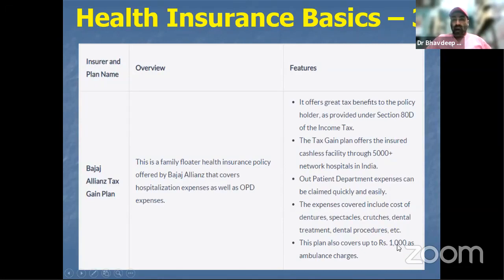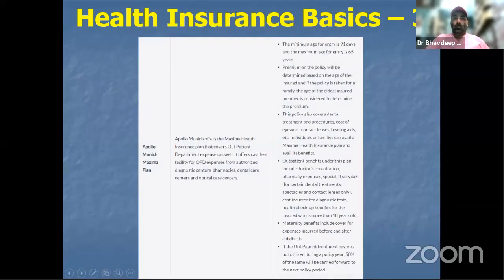Hospitalization as well as OPD expenses, it depends upon what exactly is there. You have to read the fine print. Most of the things that I mentioned are covered, and even 1,000 rupees as ambulance charges. Then Apollo Munich, no longer now, it is HDFC Ergo, but the plans like the Optima Restore plan are still being offered. The Maximum plan is also being offered. It offers outpatient expenses. In this, many things are covered like pharmacy expenses, specialist services, even sometimes maternity benefits as well, before and after childbirth, obviously the OPD related expenses.